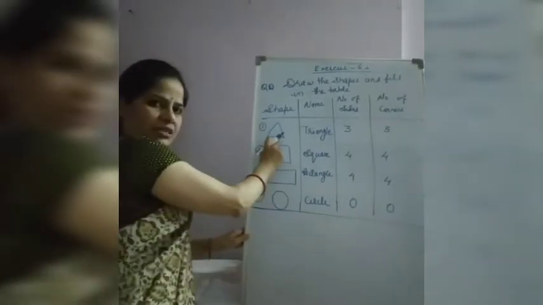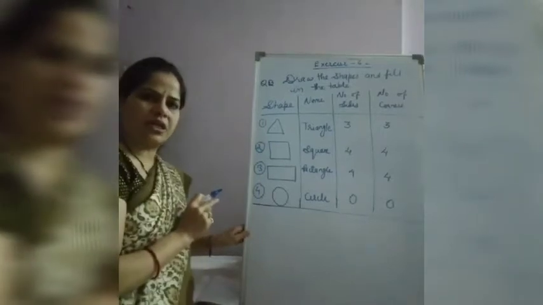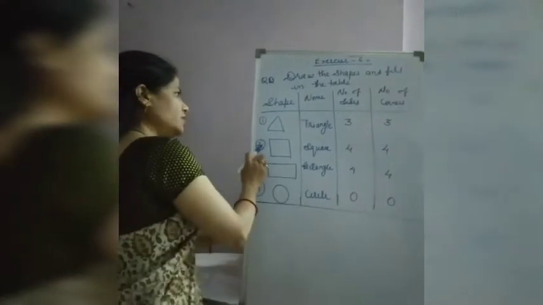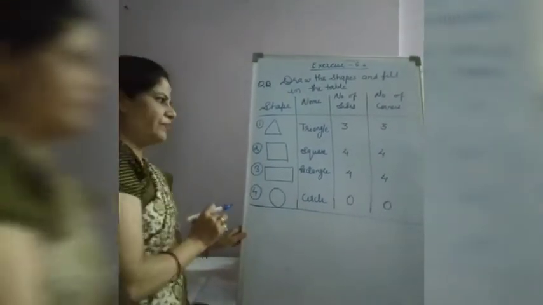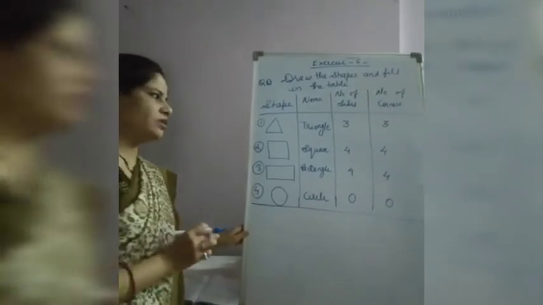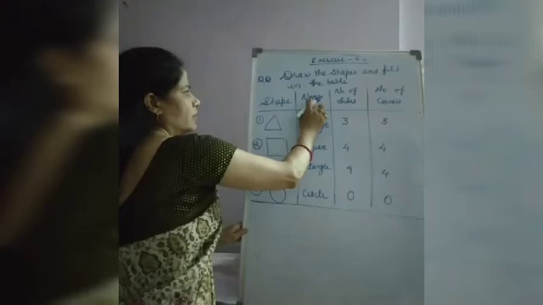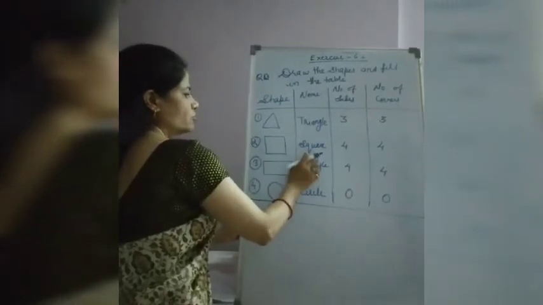The number of sides are 3 and number of corners are 3. Now the next shape is of square. As you know that a square has 4 sides and 4 corners. So in name column you have to write square.